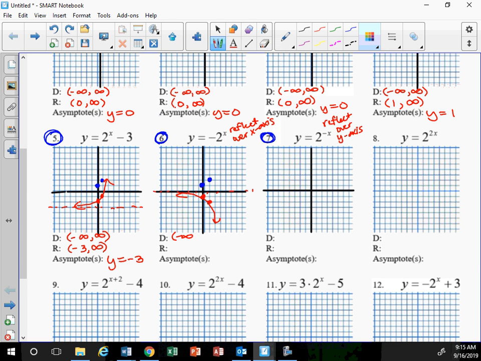Okay. Domain, same as always. What's the range this time, though? Negative infinity to 0. And I know a couple people wrote 0 to negative infinity. You have to write it smallest to biggest. So we have to say from negative infinity to 0. Okay. Asymptote still y equals 0. Questions on 6?